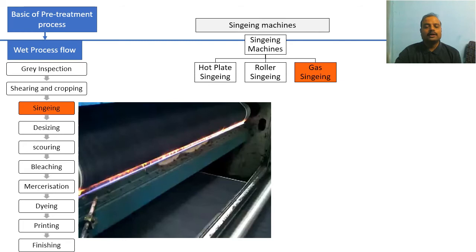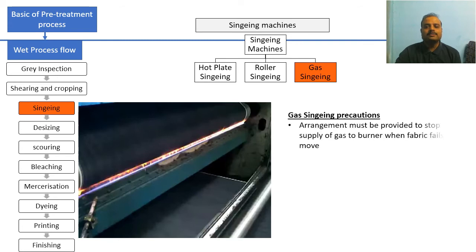So in industry, this machine works at a very high speed, and gas singeing machines need to have precautions taken. So what are these different precautions or cares that need to be taken? Arrangement must be provided to stop the supply of gas to the burners when fabric fails to move. What will happen if electricity goes away? All rollers are stopped, but the gas or the flame continues to run, right? This flame does not require electricity. In that case, rollers stop moving, fabric also stops moving, but the burners will continue.